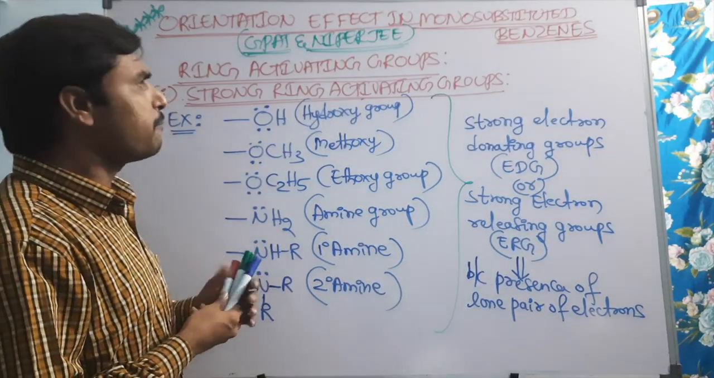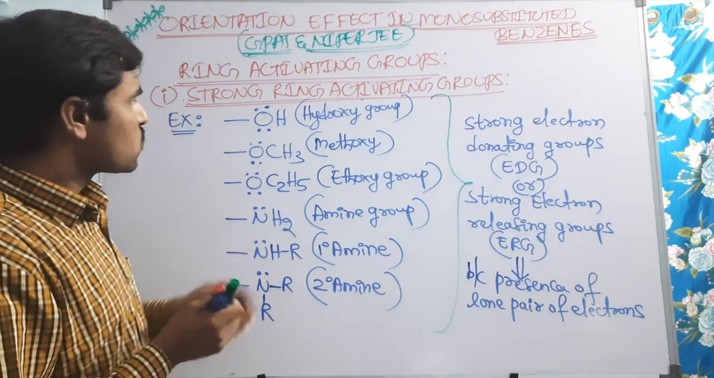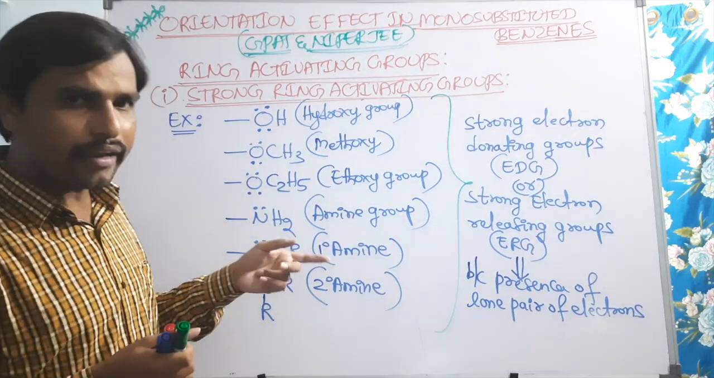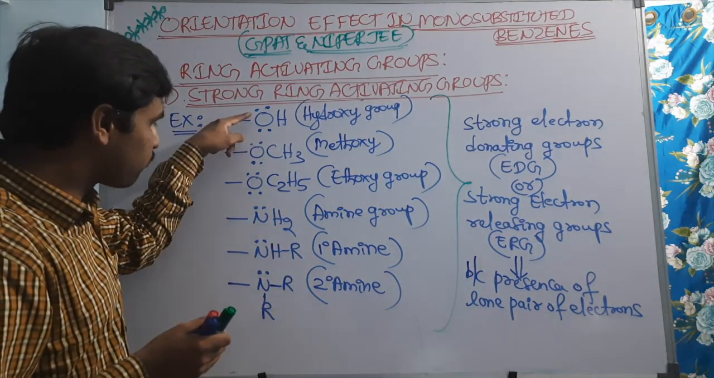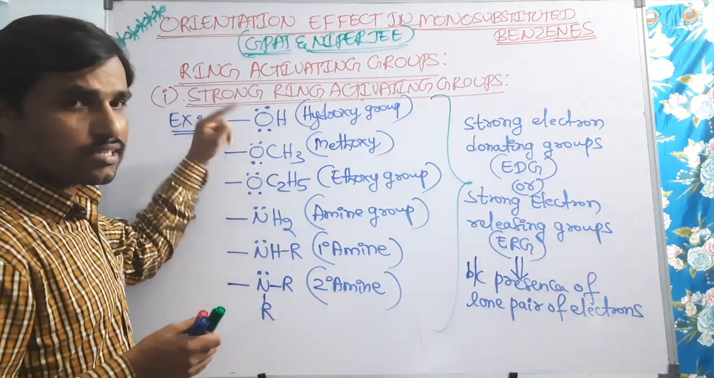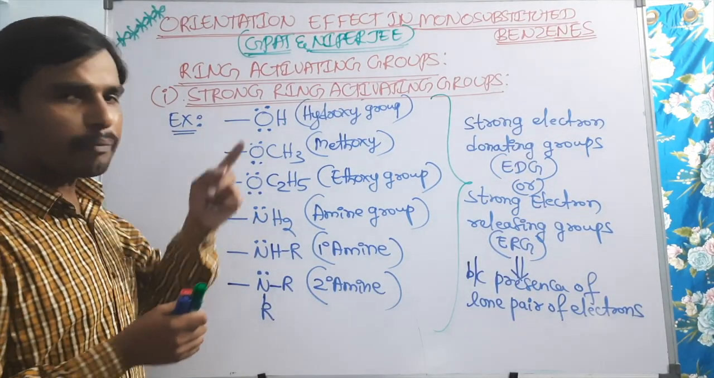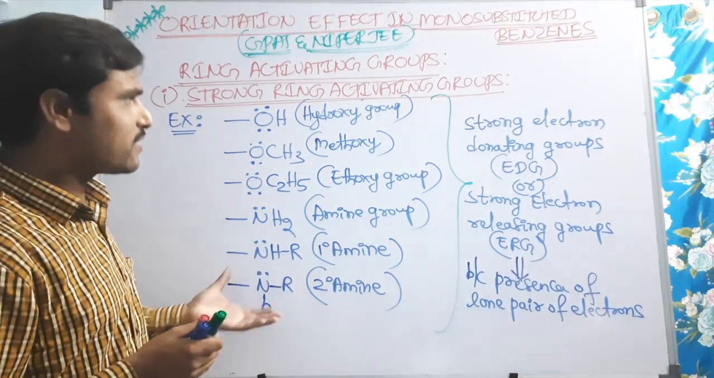These are very, very important groups. Why are these compounds electron donating groups, and why not electron withdrawing groups? Because of the presence of lone pair of electrons: on oxygen, 2 lone pairs of electrons, and on nitrogen, 1 lone pair of electrons. So that is the reason.